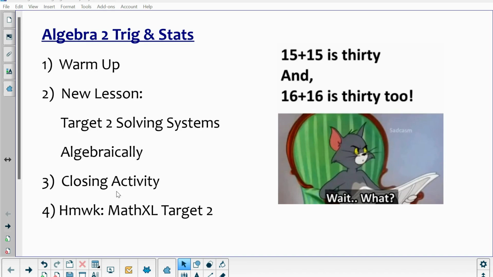Today, you're going to be learning Target 2 from Unit 2, Solving Systems Algebraically. You're going to start with a warm up at the top of your paper there. Then we'll go over the algebraic way to solve systems. Your closing activity will be a quiz that will be linked on Google Classroom, and then your homework is a Math Excel. I will be checking to make sure that you've gotten both of these done before I return. So make sure these get accomplished by the time I return.